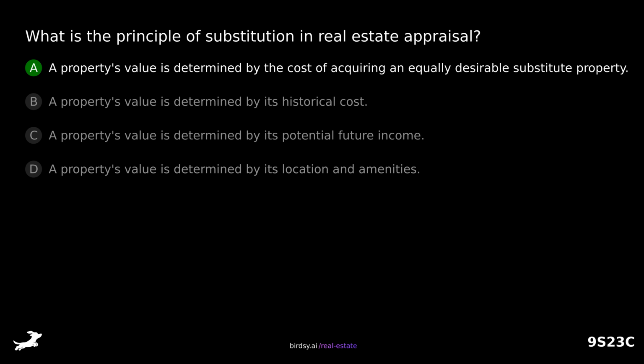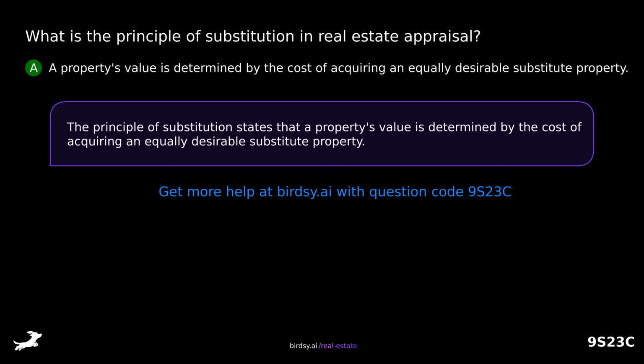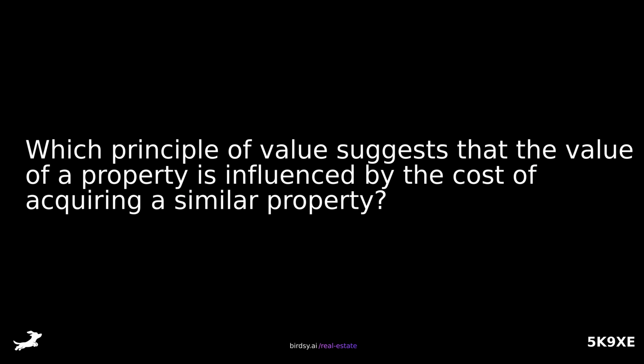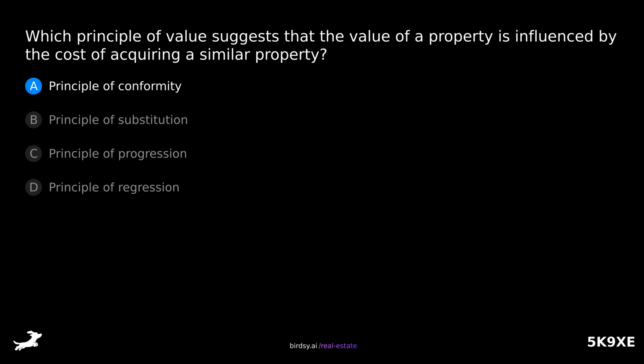The answer is A, a property's value is determined by the cost of acquiring an equally desirable substitute property. The principle of substitution states that a property's value is determined by the cost of acquiring an equally desirable substitute property. Which principle of value suggests that the value of a property is influenced by the cost of acquiring a similar property? Is it A, principle of conformity, B, principle of substitution, C, principle of progression, or D, principle of regression? The answer is B, principle of substitution.